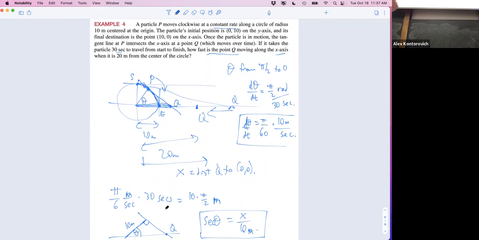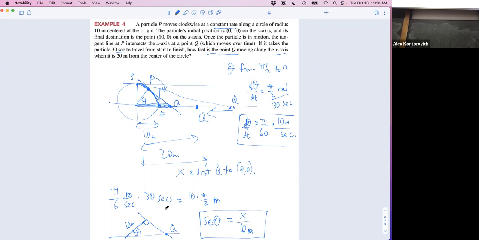How fast is the point Q moving along the x-axis when it's 20 meters from the center of the circle? So what's the angle? The hypotenuse, origin to Q, is 20. Origin to P, one of the sides, is 10. That's a 2-to-1 ratio in the angle. We know that angle. 45 would be if the two sides were equal. But if one of the sides is half of the hypotenuse, 30, 60, 90.